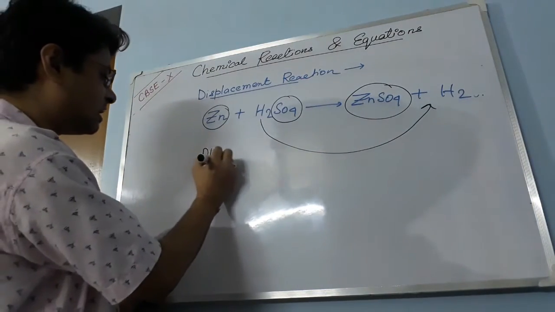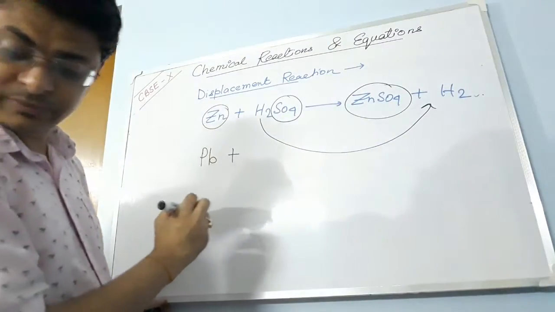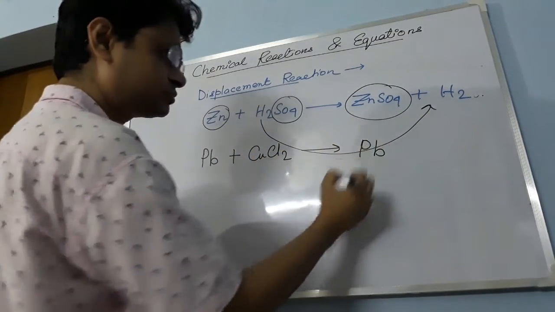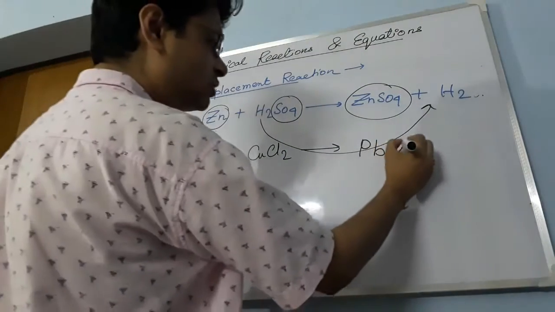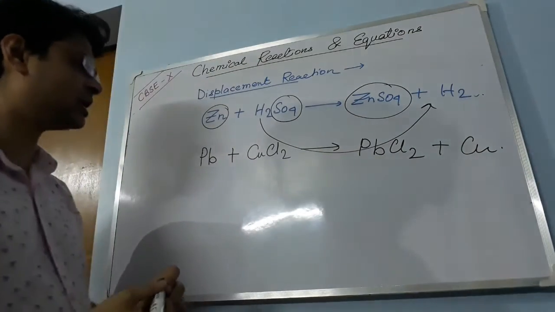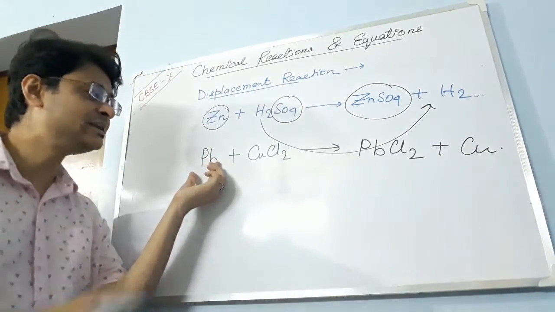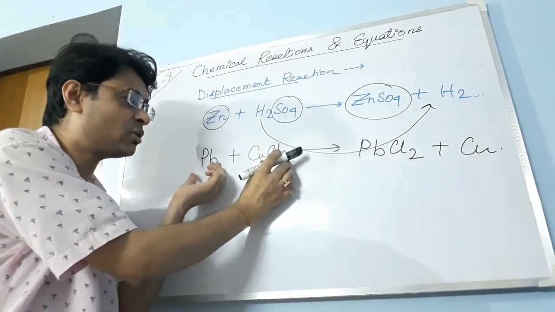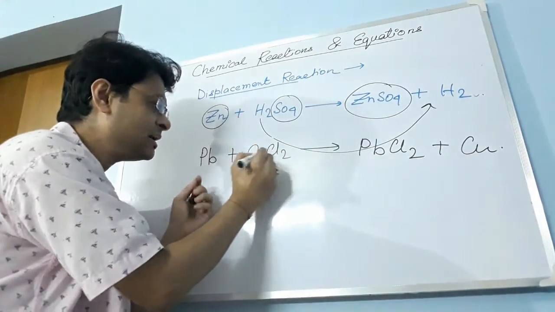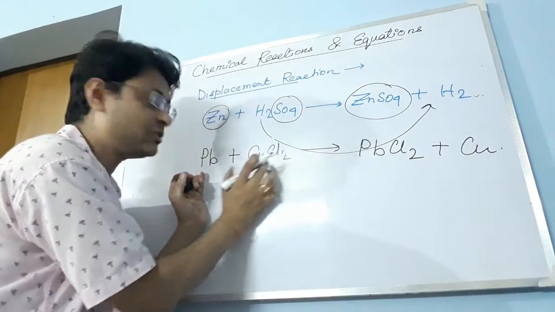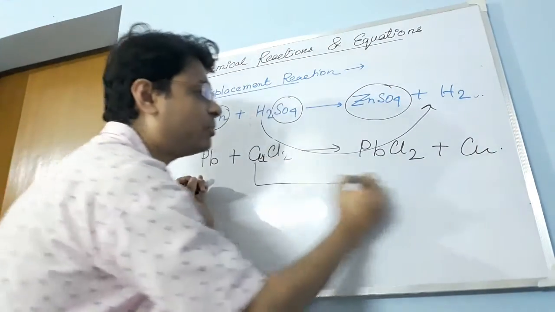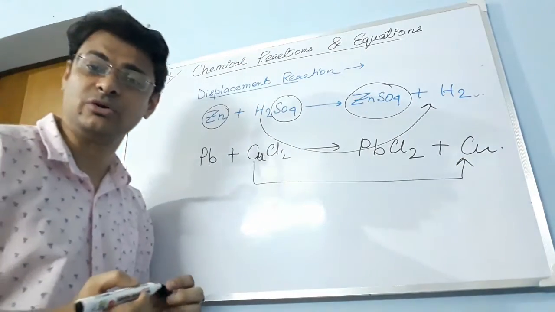Again, lead reacts with CuCl2 to form PbCl2 and copper. Again the same thing, you can understand. This lead displaces the negative part, that is the chloride part, means it reacts with this CuCl2, takes this negative part from this and forms PbCl2, lead chloride, and eliminates this copper to its elementary form. Okay.